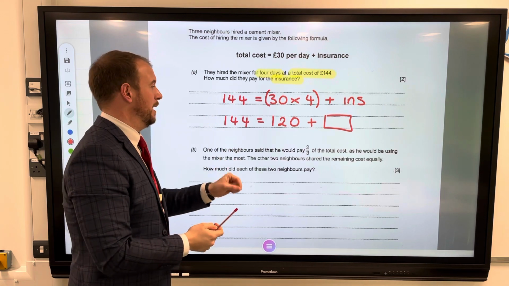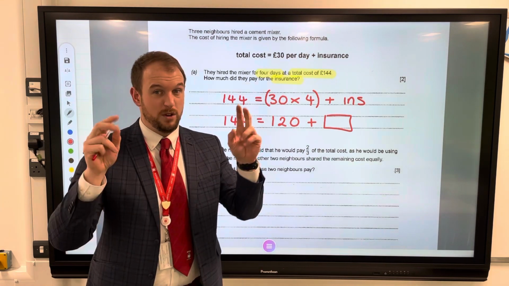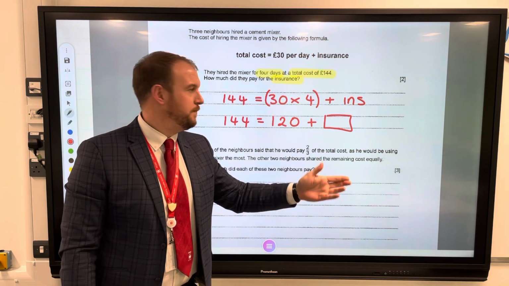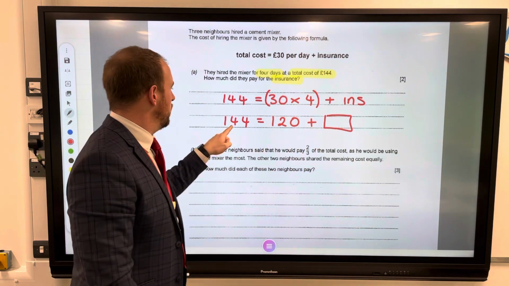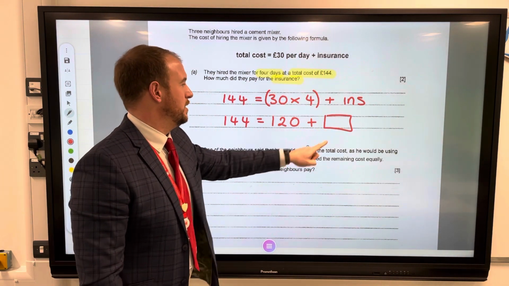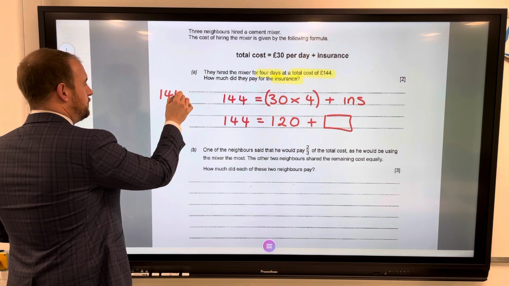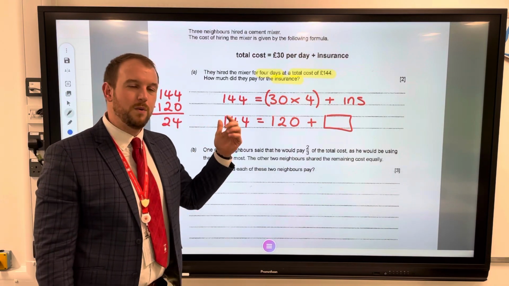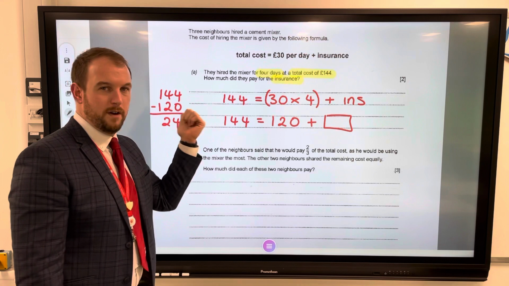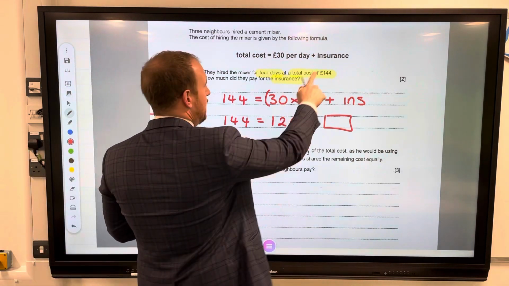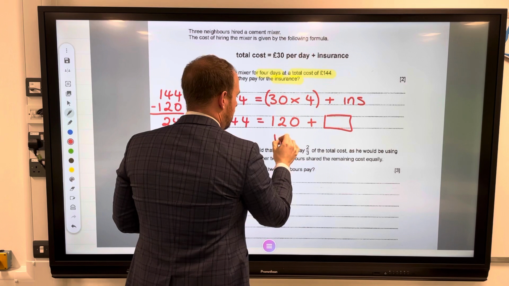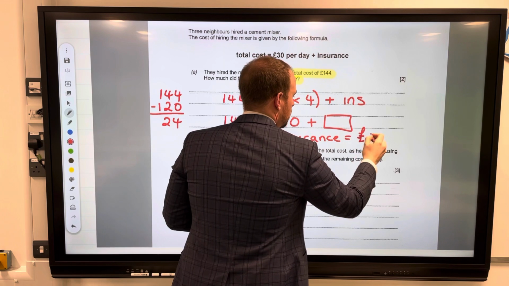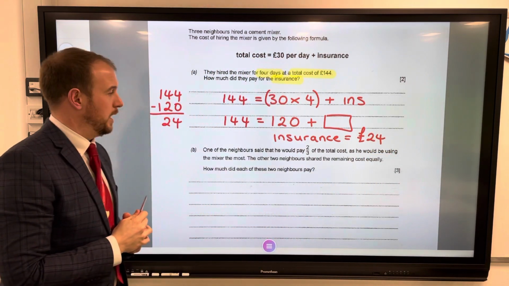But the way I got £24 is, here comes the algebra bit, I've used the inverse operation to solve. Basically, I've worked backwards and taken away to find the difference. So 144 take away 120 is 24. I would just show the examiner on the side what we've done. Of course, we can do that in our heads, but we show the examiner all of our methods. And then the last bit: how much they pay for insurance. Insurance equals £24, just like that.